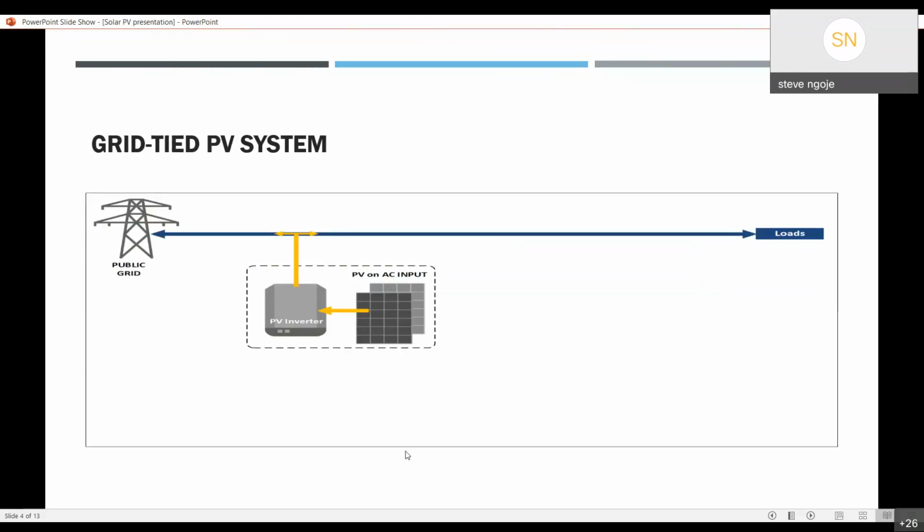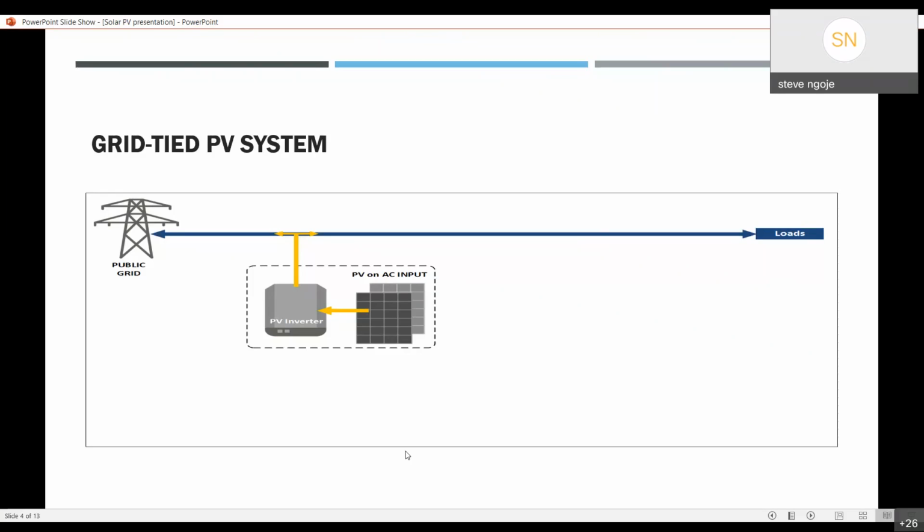Okay. So there we have a picture of what I was explaining regarding the grid tied systems. You can see there we have a PV inverter, and we have solar panels, then we have the public grid, then loads. If you're keen, you will see that the AC output of the inverter, the picture shows two arrows. It can either go to the loads and also go to the public grid. Now that we call grid feeding in Kenya, when your power is going back to the grid.